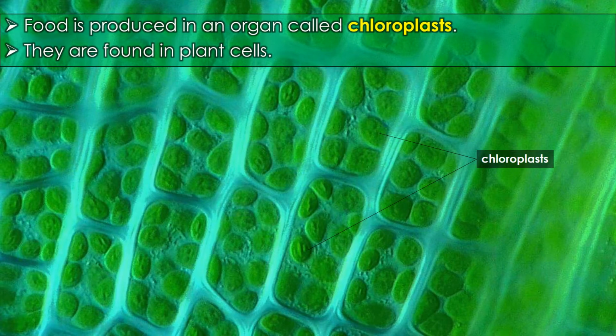From this diagram, you can see chloroplasts. What are these chloroplasts? Food is produced in an organelle called chloroplast. These oval-shaped organelles are the chloroplasts. You can see them in green color because the chlorophyll pigments are inside of these chloroplasts. You can see how these chloroplasts are packed inside the leaf cells.